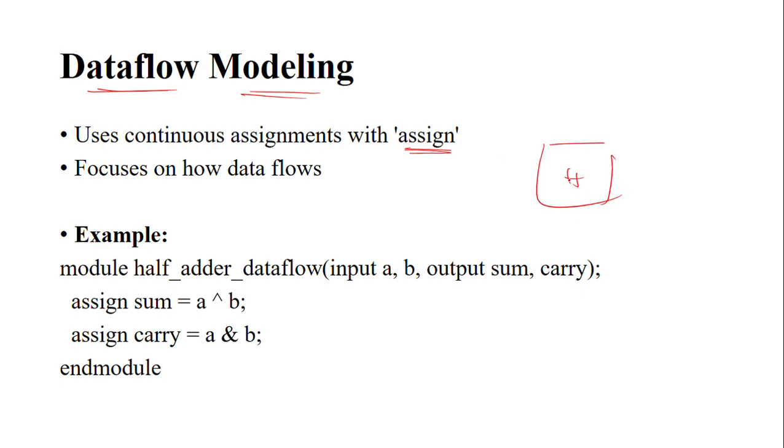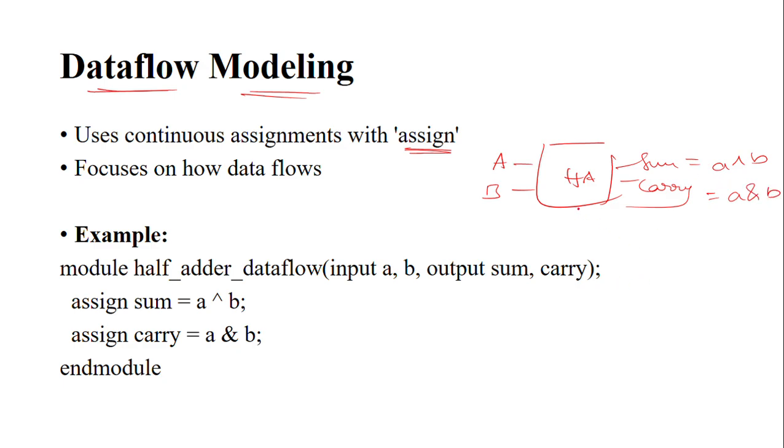So again we consider the half adder. For your better understanding, I consider only half adder code for all types of modeling. A and B are the inputs, whereas sum and carry are the outputs. Here we can observe how the data flows. What is the formula of sum? The sum formula is A XOR B, and carry is A AND B.